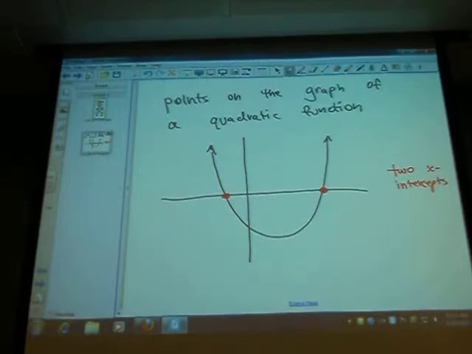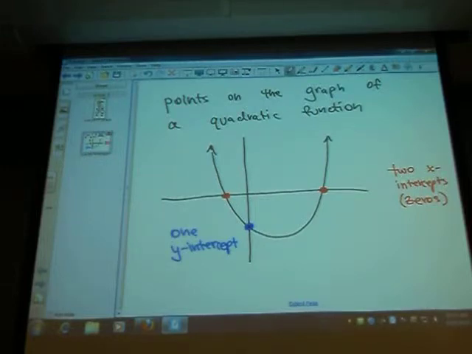Okay, and from now on, instead of calling them x-intercepts, we are going to call them zeros. So they talk about finding zeros. They were talking about x-intercepts, just like we have before. What else do we see on here? We have one y-intercept. And the y-intercept is very easy to find. We'll talk about that in a second.